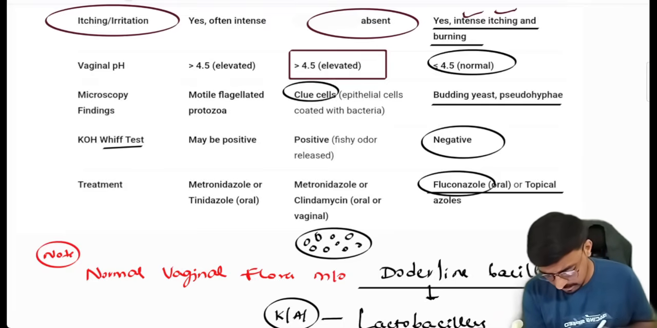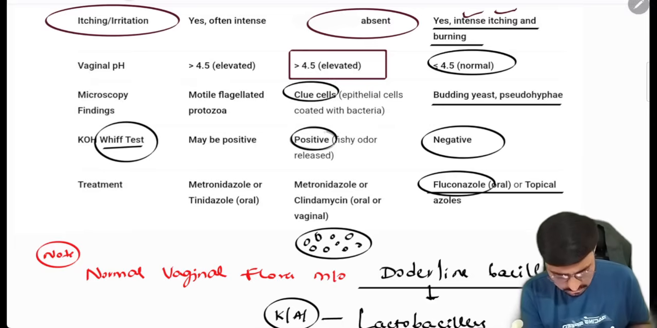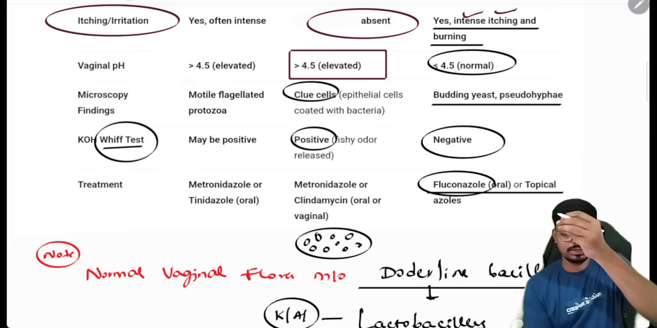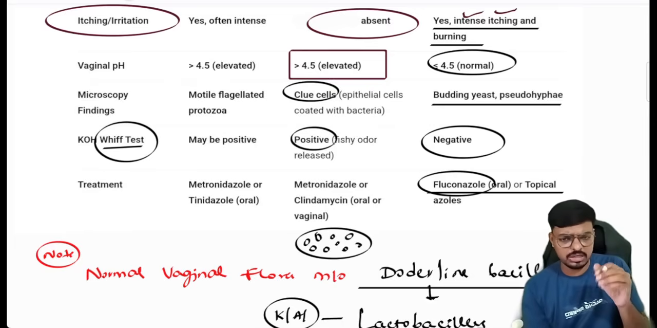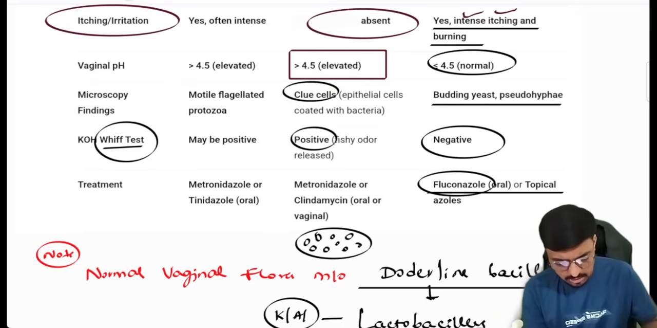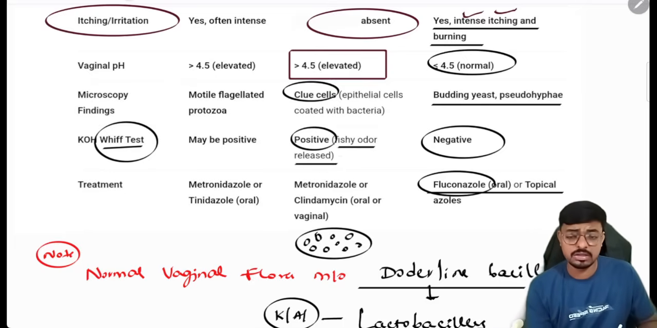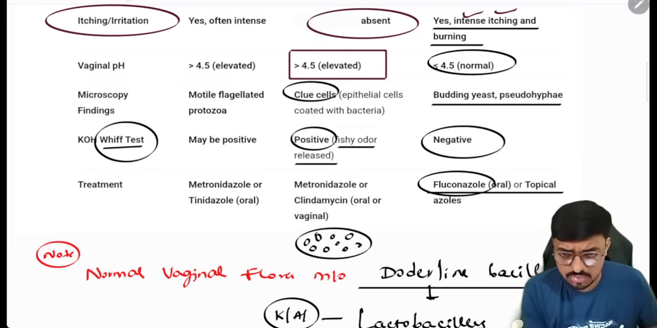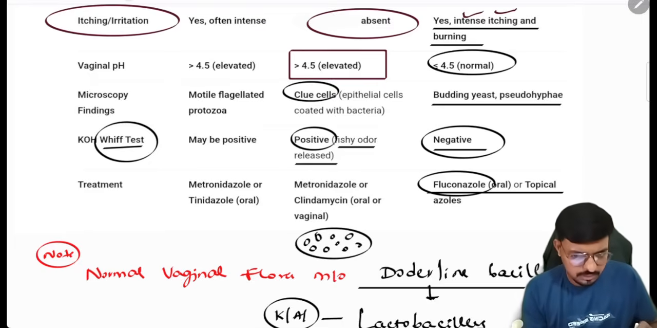Okay, very importantly, the whiff test will be positive in bacterial vaginosis. What is the whiff test? I will take the vaginal discharge and I will take KOH, and I will mix both. After mixing both, a fishy smell will be released. If the fishy smell is released, that is a positive whiff test, which is found in bacterial vaginosis. The whiff test will be negative in Candida albicans.